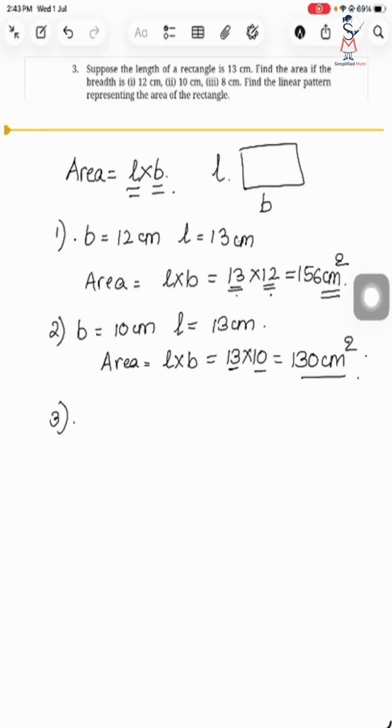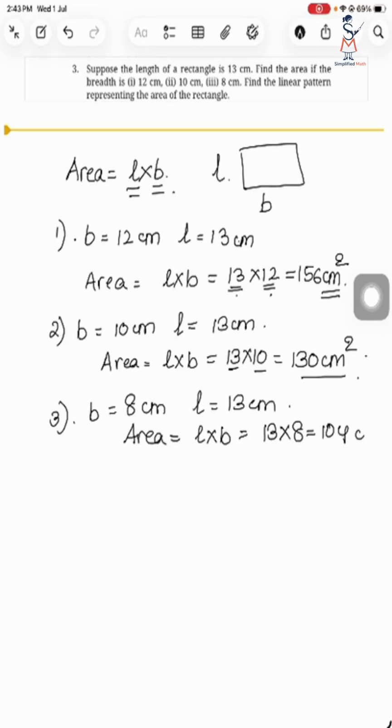Then the third case, where the breadth is 8 centimeter and the length is fixed, that is 13 centimeter. So the area becomes length into breadth, that is 13 into 8. This is 104 and again centimeter square. Now the next job is to find the linear pattern.